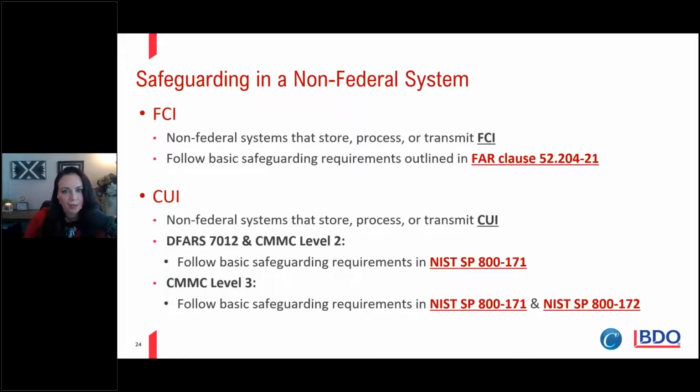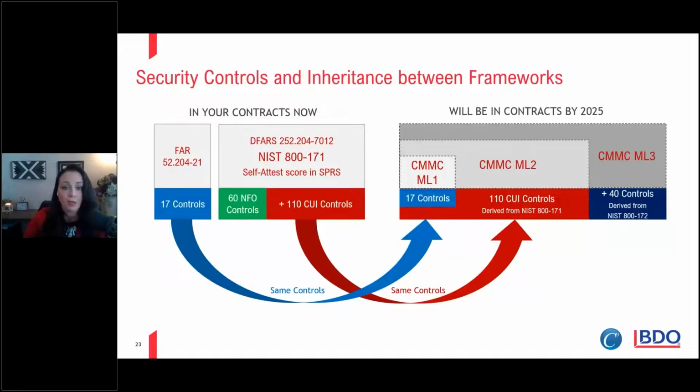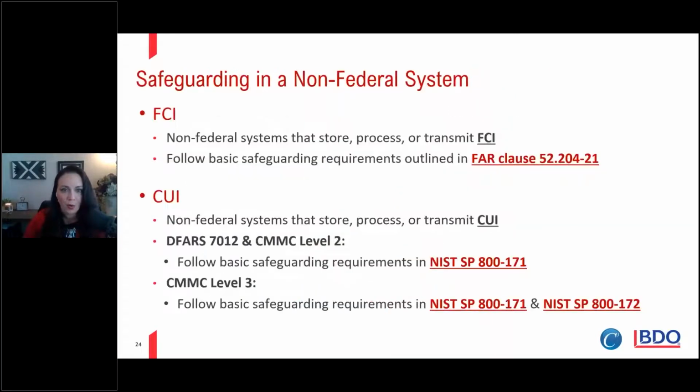So when we come down to safeguarding, we've really covered this, right? For anything that is FCI level, we have a minimum: meet the controls in the FAR clause. We know they cross-map to NIST 800-171 and the CMMC level 1 controls. And then for CUI, there's the DFARS 7012 and CMMC level 2. As I just showed you, those are the same controls. So you should be doing this either way.